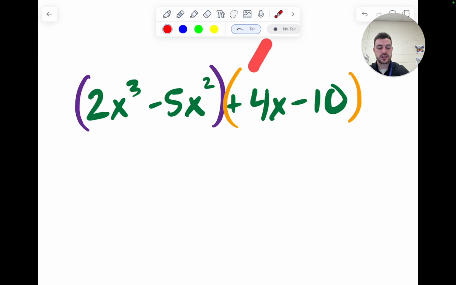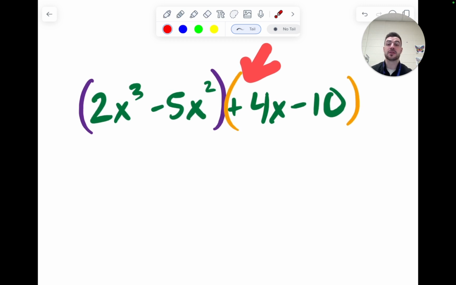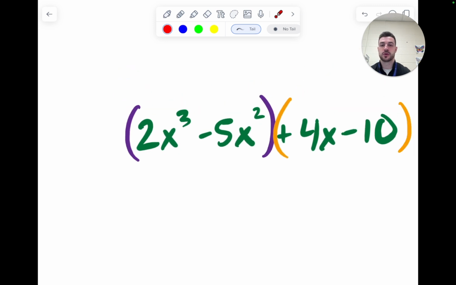Now, if you notice, I grouped that plus sign in with the second grouping. That is going to be important when we are dealing with negatives a little bit later on, but I do that as a habit that we should definitely try to make sure that we are considering. So let's focus on our first grouping. I have 2x to the third minus 5x squared.